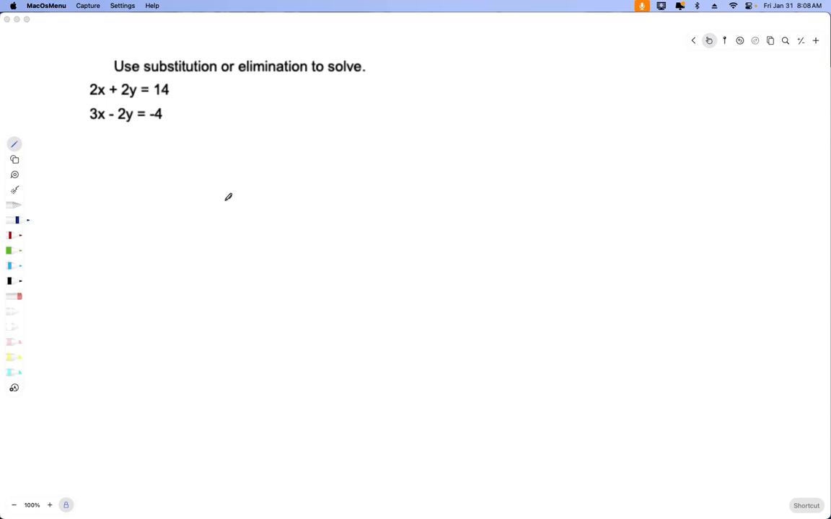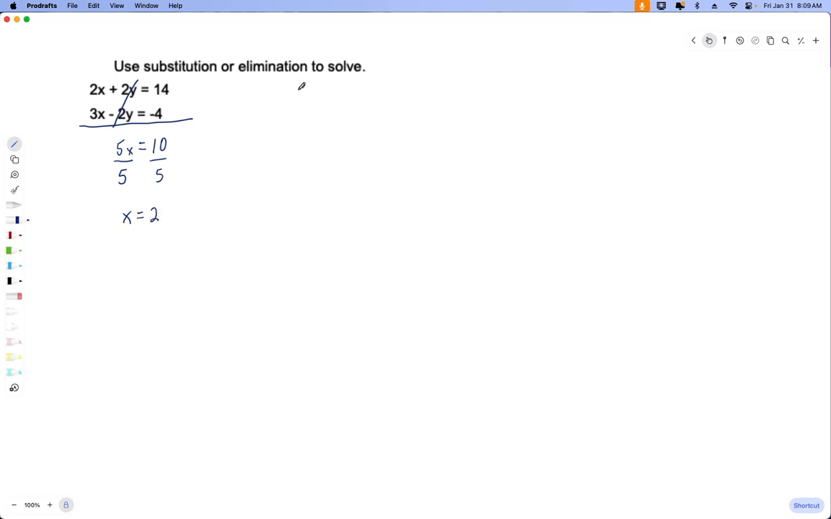Okay, so this one says use substitution or elimination to solve. So that means you get to choose which one you want to do. So I'm looking at this problem though, and I see that we've got a positive 2y and a negative 2y. So I think elimination is already set up for us. So I can just draw a line and I can cancel right away. So then I get 5x is equal to 14 minus 4, which is going to be 10. So if I divide both sides by 5, x is equal to 2.